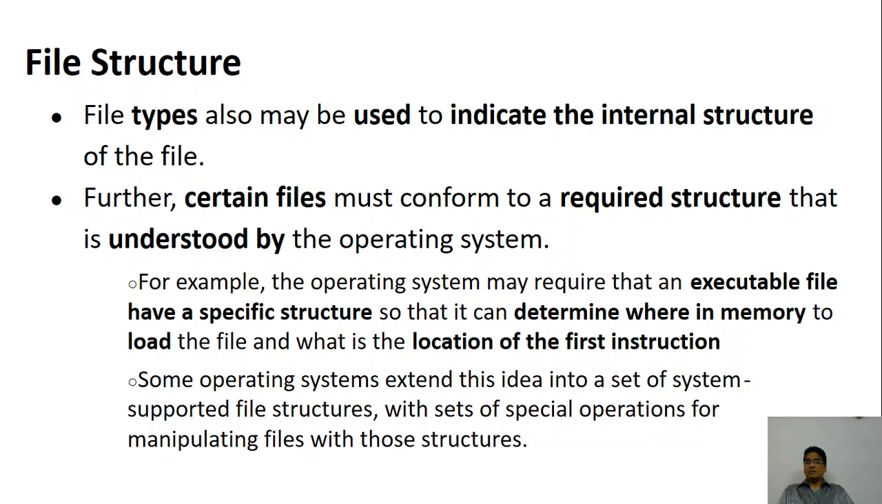The type of the file can also be used to dictate the internal structure that a file must have. For example, when we say executable file, in most operating systems an executable file must have a particular structure. So sometimes if you copy an exe file from your Windows system and try to copy it onto a Unix system, it will not execute.